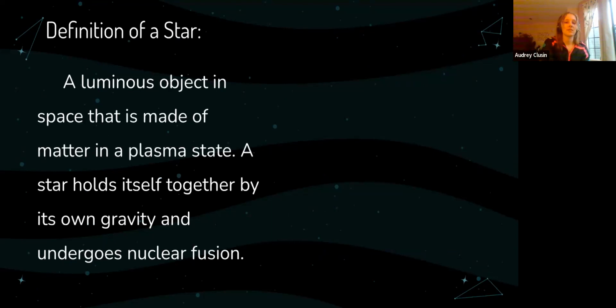Okay, I guess we might as well start with the definition of a star. Of course, you've seen them in the sky, but specifically, a star is a luminous object. That means something that glows in space that is made out of matter that is in a plasma state. That means it's really hot and there's a lot of pressure on it. There are all sorts of chemical things that happen when something is in a plasma state, but for our purposes, it means it's put under a lot of pressure and it's really, really hot. A star holds itself together by its own gravity, and it also undergoes nuclear fusion, which produces energy and allows it to glow. But we'll get into that in a minute.